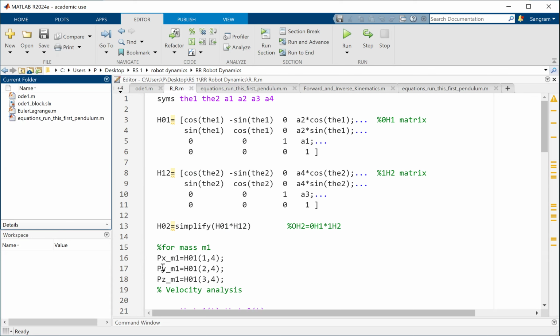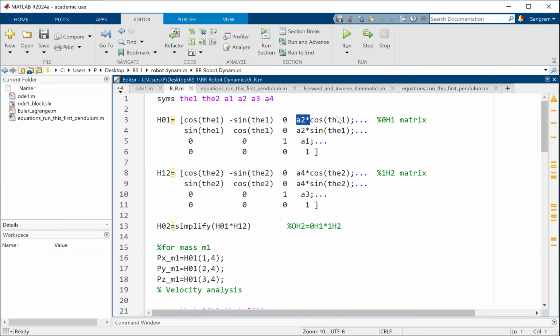Y position of mass M1 is the 2nd row, 4th column in H01. Z position of mass M1 is 3rd row, 4th column here. So essentially, I'm capturing this value, and this value.